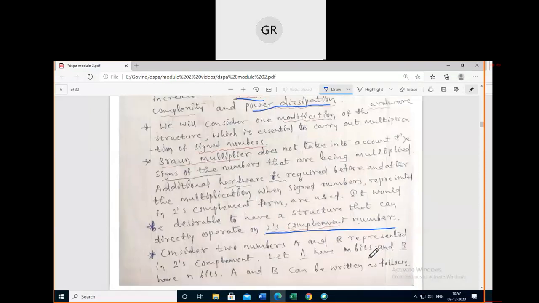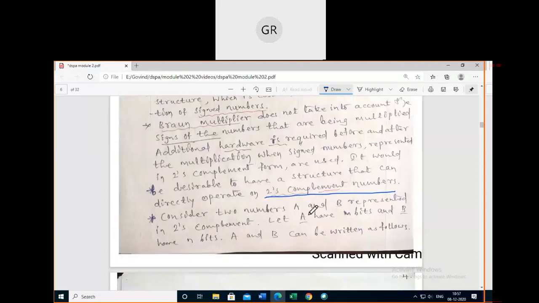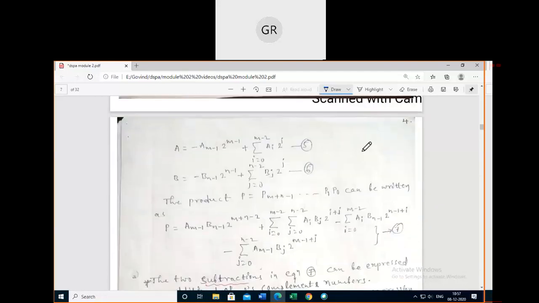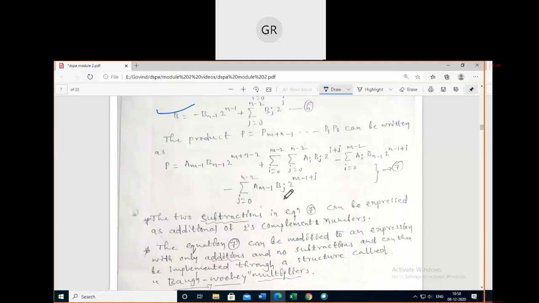Consider two numbers A and B represented in 2's complement. Let A have m bits and B have n bits. Okay, then A and B can be written as follows here. This is the 2's complement form of A, and this is the 2's complement form of B. Okay, let's go through this product equation.